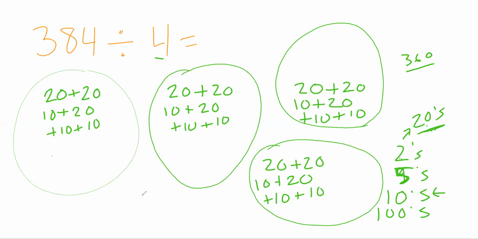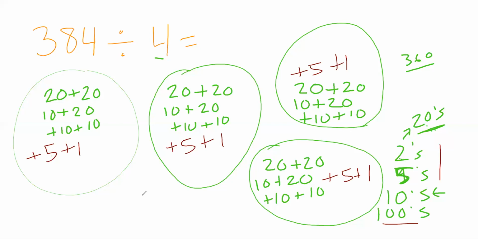Let's see, 365, 370, 375, 380. Oh, and then we can just do ones. 381, 382, 383, and 384. Whew, wow, that was a lot, but you can see this worked.